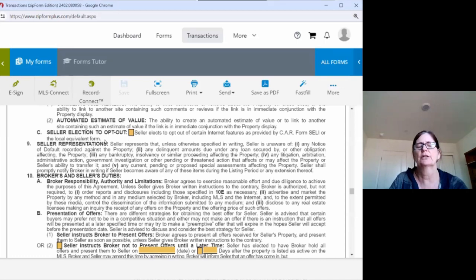Right here, seller election to opt out. Seller elects to opt out of certain internet features as provided by CAR form SCLI or the local equivalent form. I've never done that. I don't know how it works. I don't know how effective it is at the different things being opted out. But that again is something, if you're in that situation, get additional information on it.